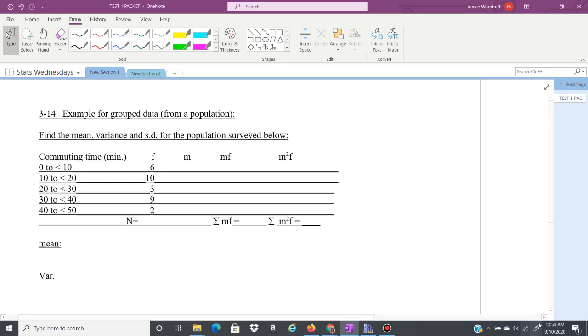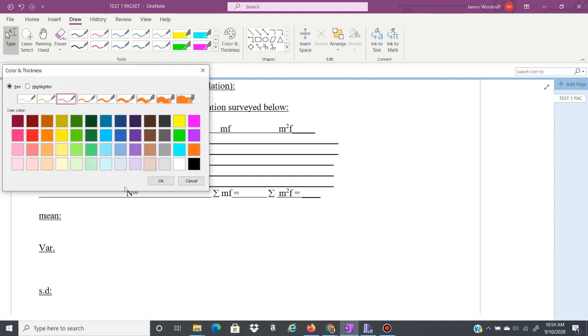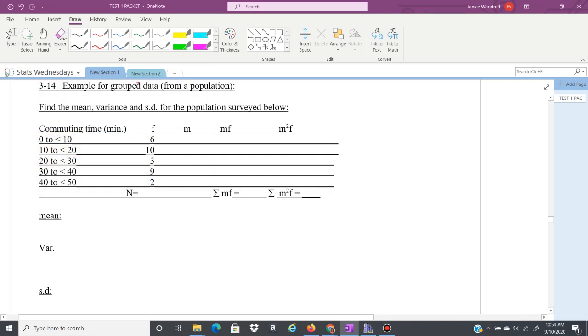All right, we're going to do grouped data. Okay, and look, it's telling us it's grouped and it's from a population. So we need to note those first, grouped and population, and then we're going to do the problem.